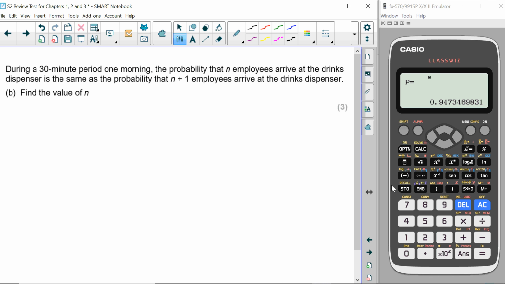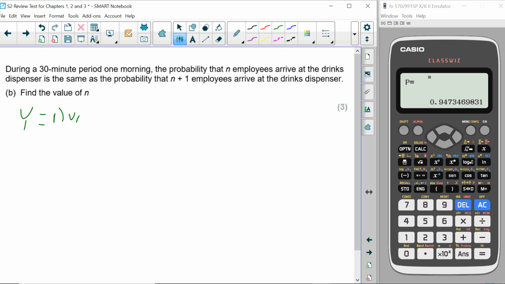Part 2. During a 30-minute period one morning, the probability that n employees arrive at the drinks dispenser is the same as the probability that n plus 1 employees arrive at the drinks dispenser. Find the value of n. So you need to be very careful here. First of all, they've changed the distribution because they've said in a 30-minute period. So we've got a new distribution now, which I'm going to call y.